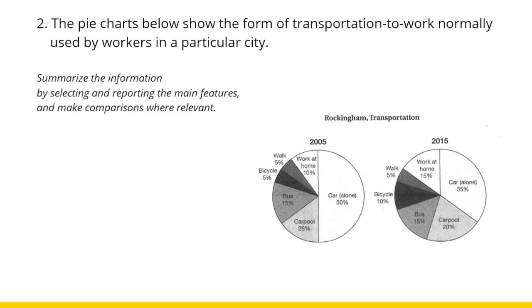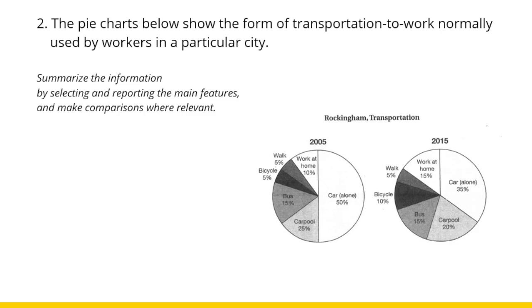So now let's go back to our pie charts. You see Rockingham, it's our title, and transportation. So it means it's about transportation in 2005 and 2015. And Rockingham represents the name of the city where it happened. So when they say a particular city, that means this particular city, Rockingham. And as you see, in 2005, car was the most popular form of transportation. It had 50%. However, in 2015, it decreased, and now we have 35%.